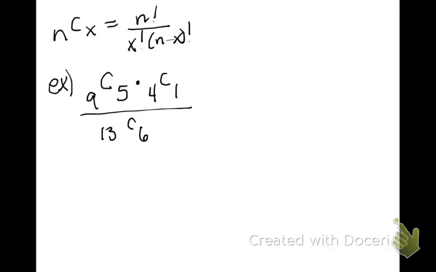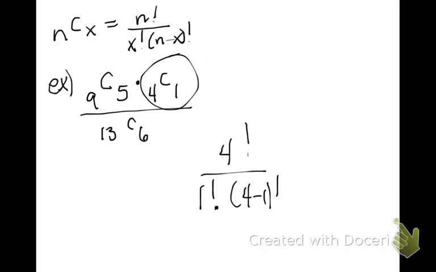Here's the second example. Let's work out 9 choose 5 times 4 choose 1 divided by 13 choose 6. Let's go to the side and work out 4 choose 1 first. This means to do 4 factorial divided by 1 factorial times 4 minus 1 factorial. This would be 4 factorial divided by 1 factorial is 1, so it goes away. And 4 minus 1 is 3.